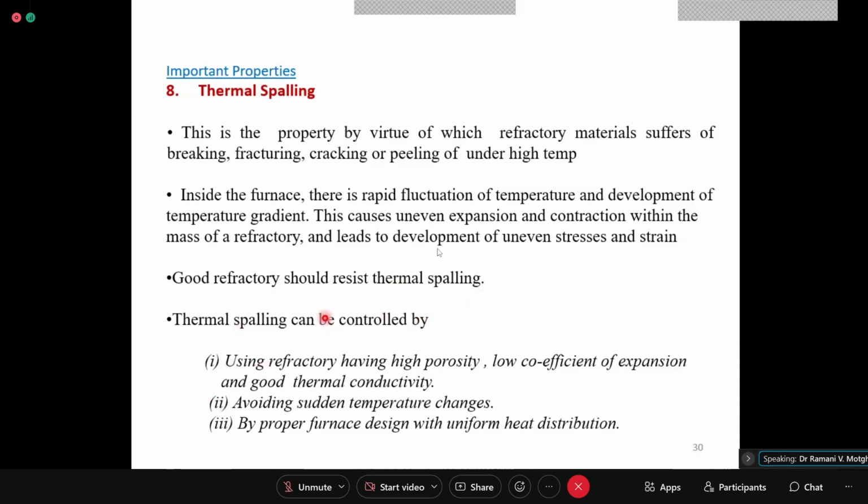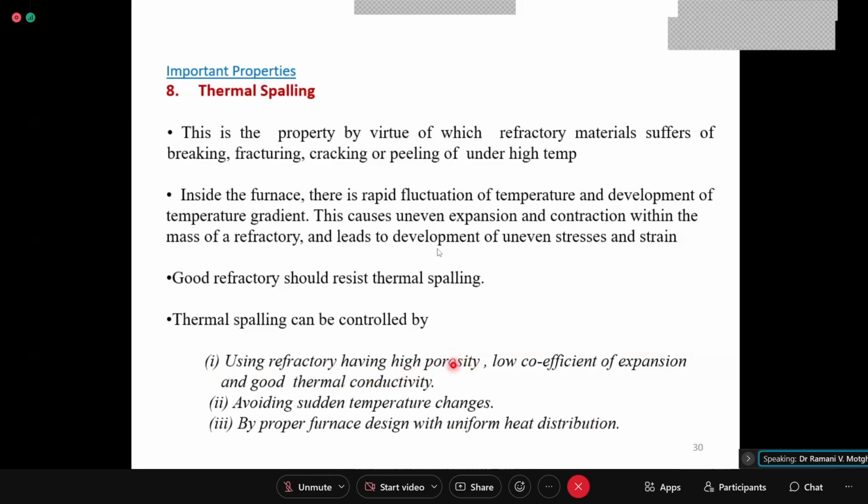Thermal spalling can be controlled by using refractory having high porosity, low coefficient of expansion and good thermal conductivity, and avoiding sudden temperature changes by proper furnace design with uniform heat distribution. Using refractory having high porosity.